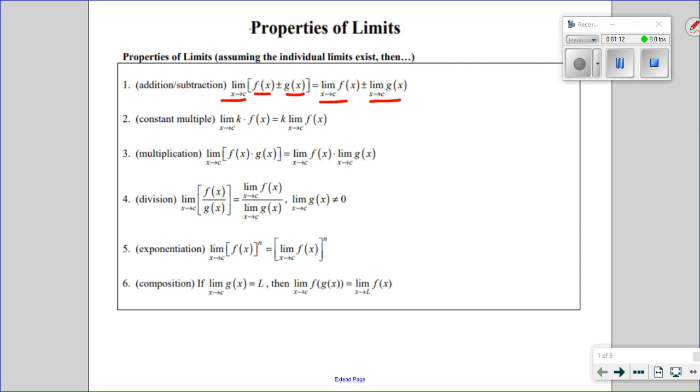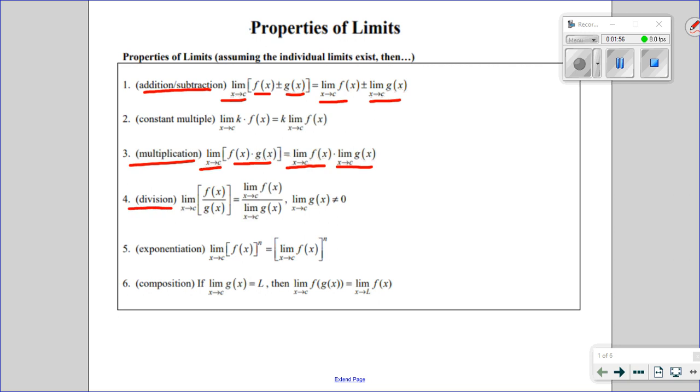Okay, our second, and actually on that thought, I'm going to skip down to number 3. If you are multiplying, because it's very similar to addition and subtraction, so if you're evaluating the limit of a product of functions, so the limit as x approaches c of f of x times g of x, then that would be equal to the product of the limits. You can just find the limit as x approaches c of f of x, find the limit as x approaches c of g of x, and then multiply the two numbers. Okay?